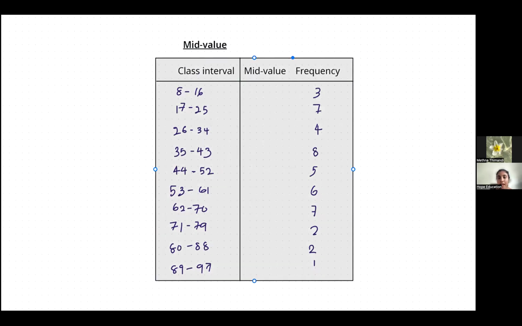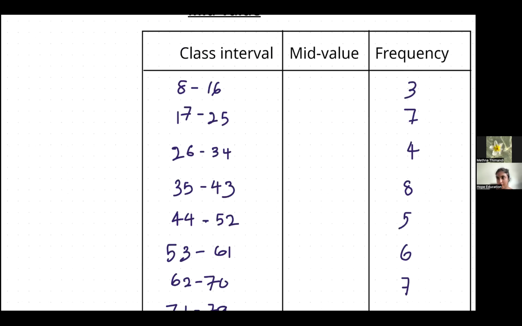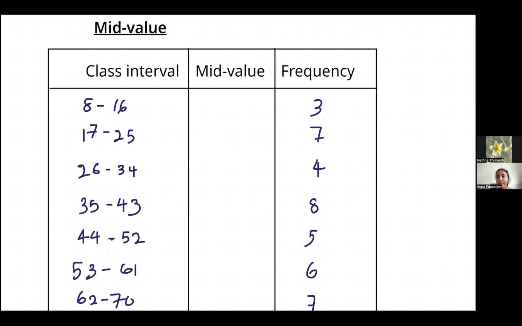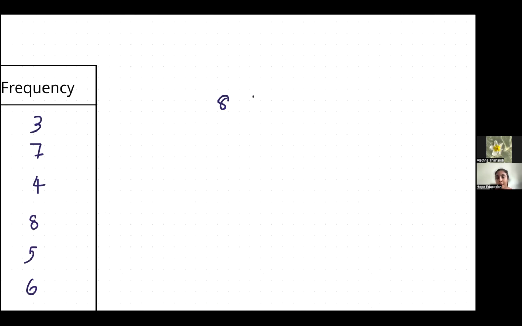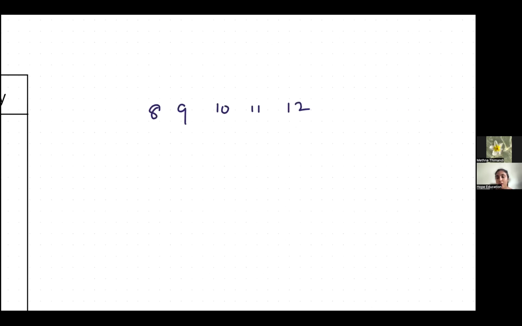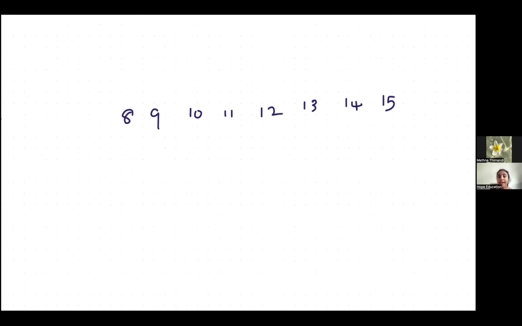Mid value එක කියලා කියන්නේ if you take a certain class interval. Now for an example, let's take 8 to 16, right? 8 to 16 class interval එකේ මොනවද තියෙන්න පුළුවන් data? 8, 9, 10, 11, then 12, 13, 14, 15, 16. මේ data ටික තමයි මේ class interval එකේ තියෙන්න පුළුවන්.